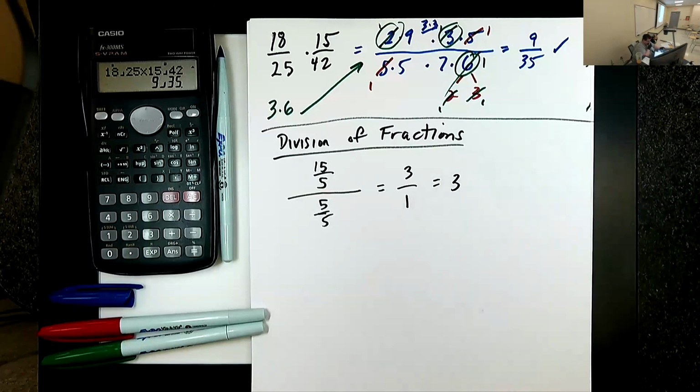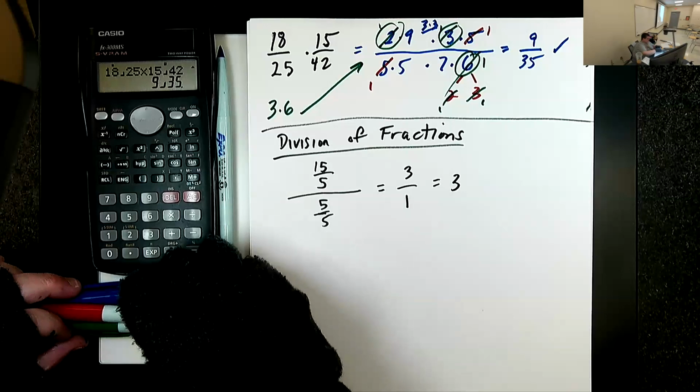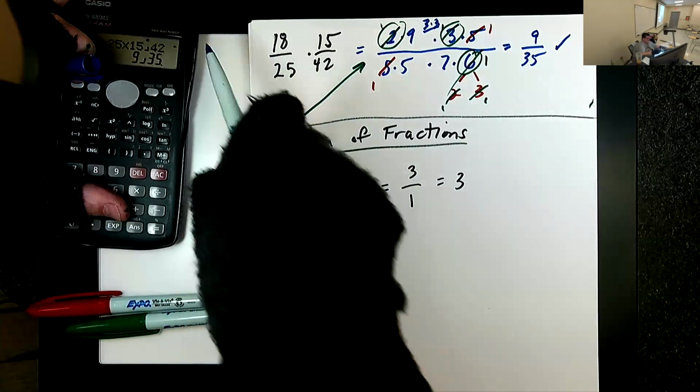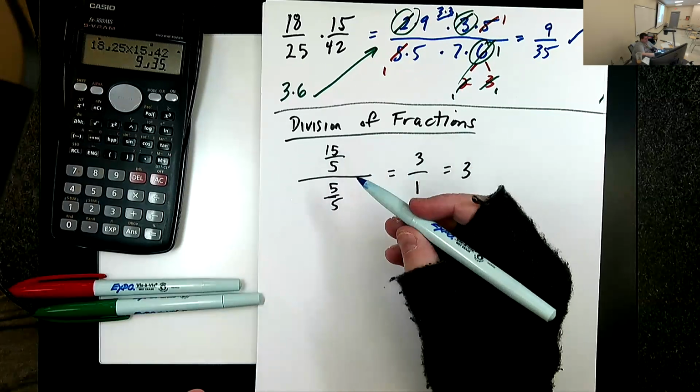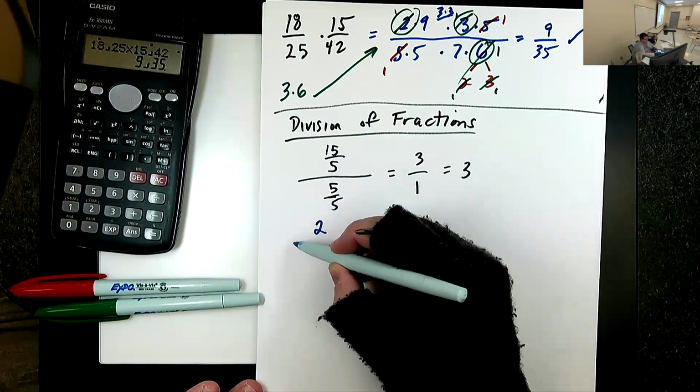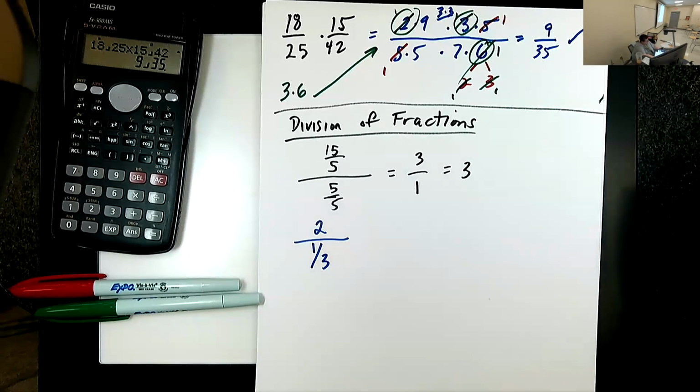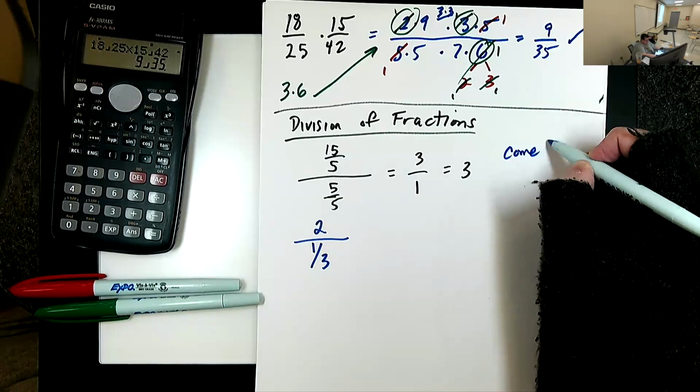There's another way to get this. This was not the good motivation that I wanted it to be. So instead, I'm going to do another one. Where's my pen? There it is. Let's take a look at dividing 2 divided by 1/3. We'll come back to this.